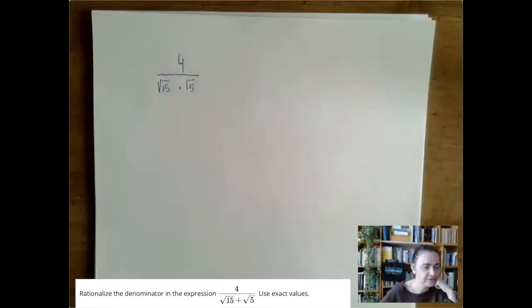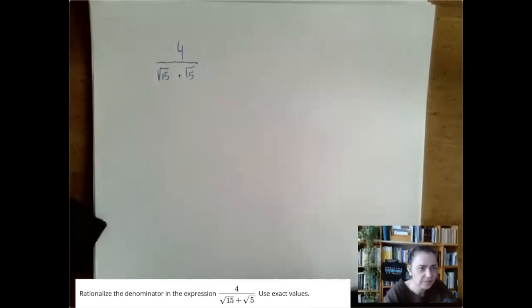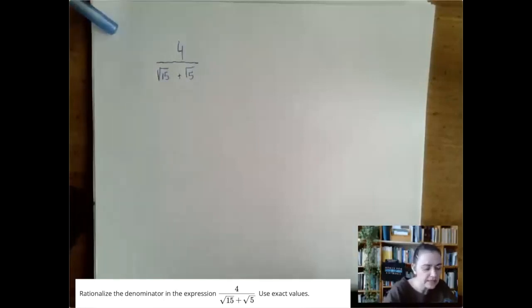So what do we have here? What we have is we have to rationalize the denominator of this expression. This expression looks, well, this is actually just a number, but it looks pretty irrational. The fact that this number is irrational, we cannot change that fact.